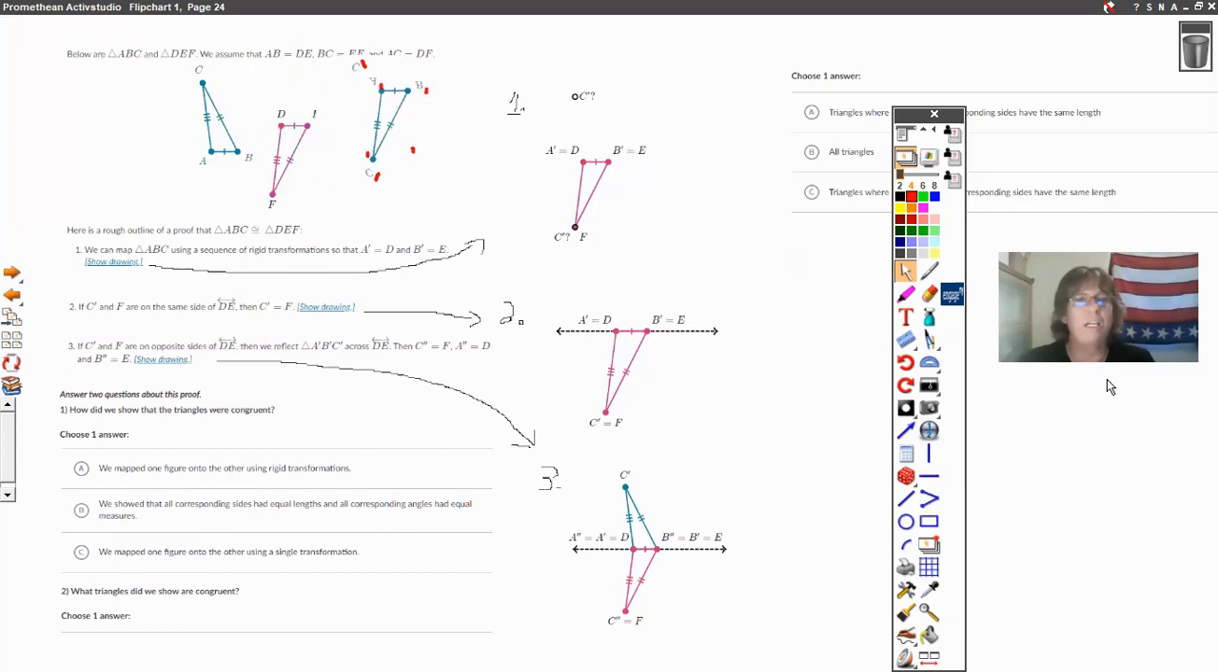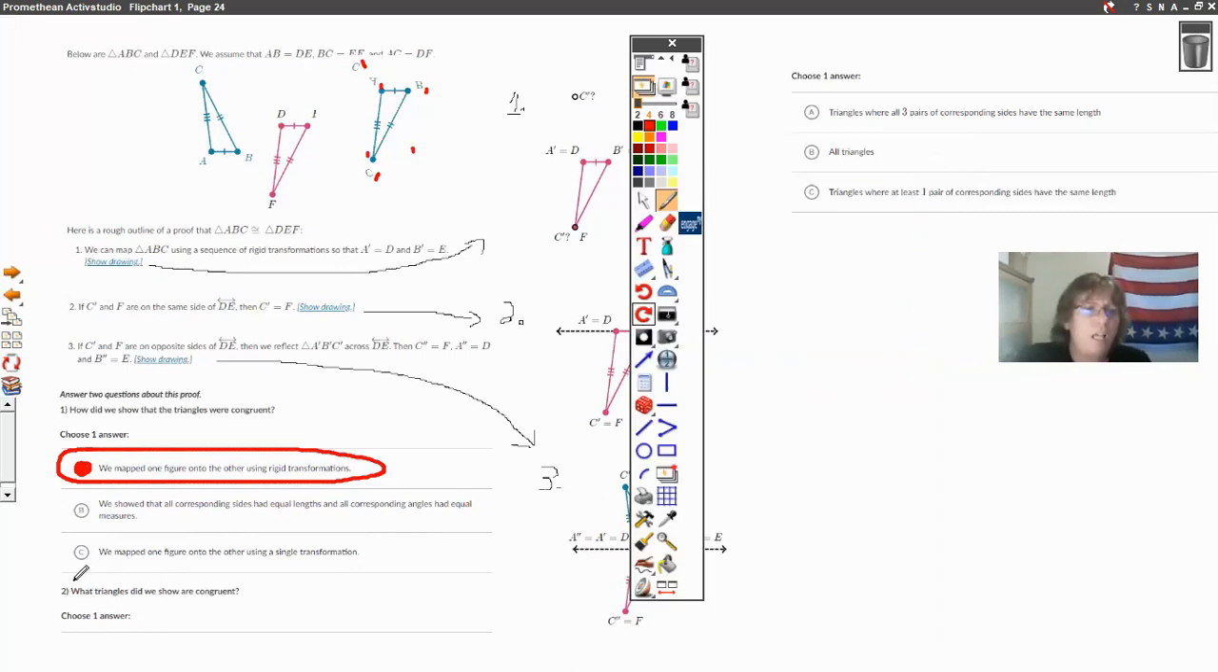So the first thing they asked you was, well, how did they show that the triangles were congruent? And what they did is they mapped one figure onto the other using rigid transformations, okay? So we didn't change the shape, and that's what rigid means. It means that it stayed the same, okay? So that all the side lengths and everything, the angle measurements stayed the same. All we did was we either slid it or we reflected it. And so that's what we actually did to do that.